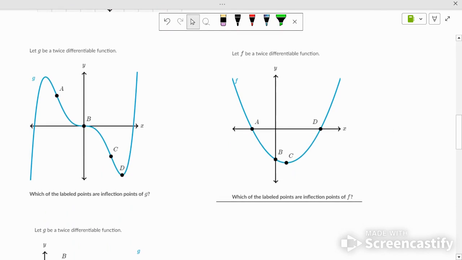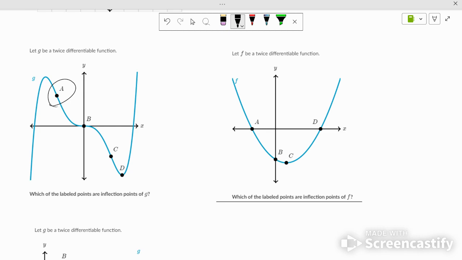All right, we can take a second derivative of it. That's why they call it a twice differentiable function, because if you can't take two derivatives of it, we can't do concavity. So which ones look like they're points of inflection? Does A look like a point of inflection, where it changes from concave down to concave up? Yes, it does, because it's bold like this, and this is bold like this. Where is the split point? About where A is.